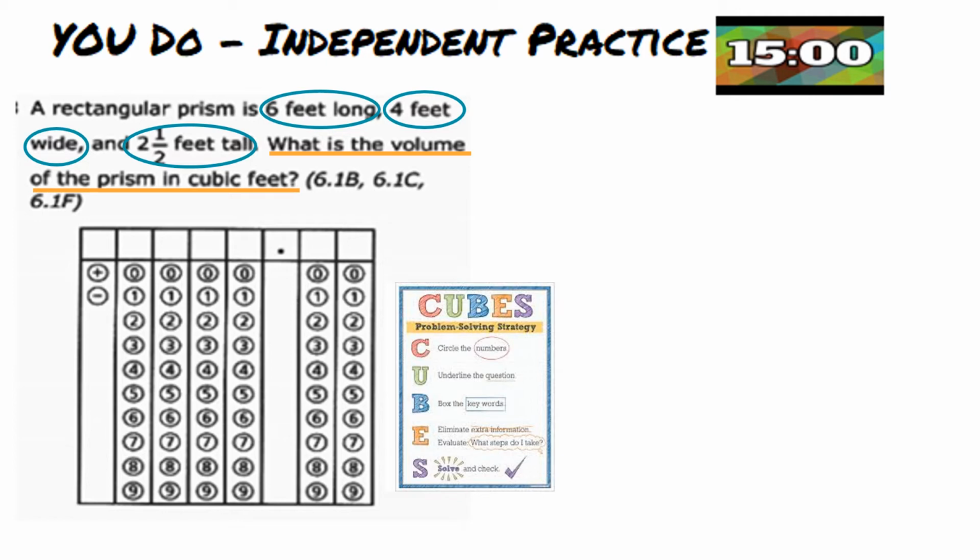Now let's box the keywords: a rectangular prism, volume, prism in cubic feet. Now let's evaluate the information that we have gathered from the word problem and find out what steps we need to take to solve the problem.